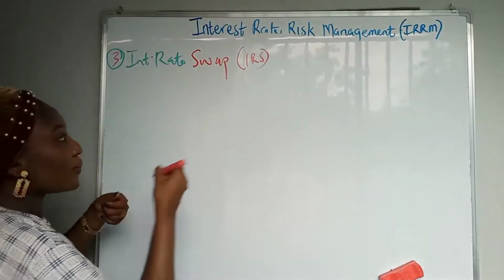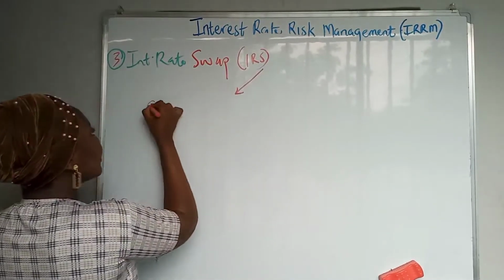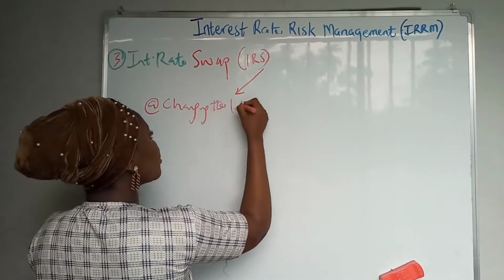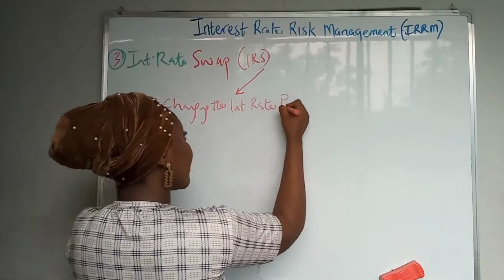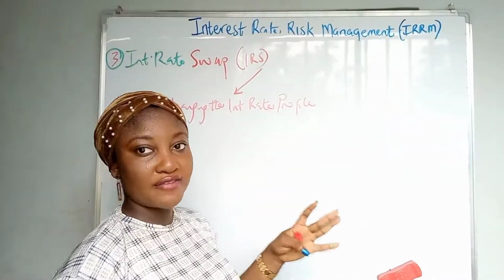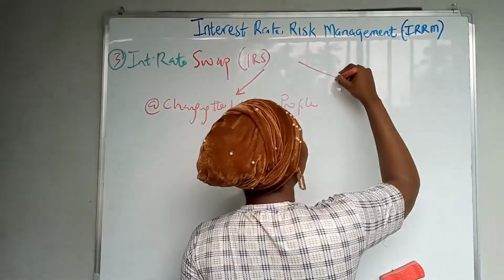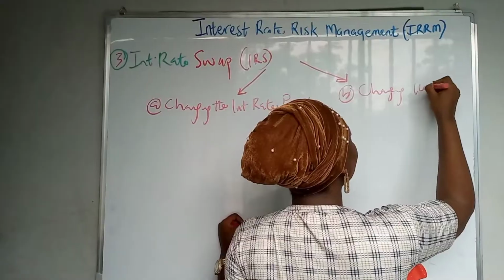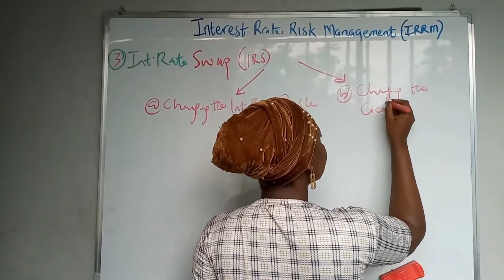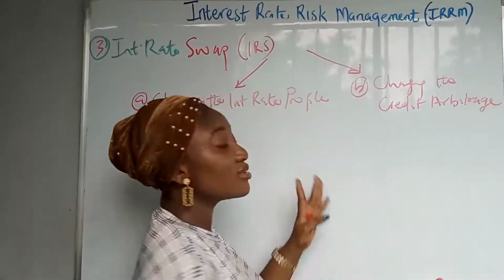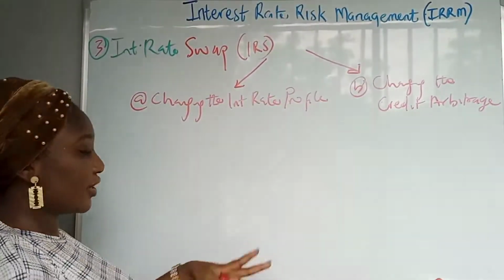This interest rate swap can be actualized by A, changing the interest rate profile. The interest rate profile has to do with the type of interest rate you have. Is it fixed or flexible? And this other part, B, has to do with changing the credit arbitrage. Okay, so I'll explain the two sub methods and we'll solve examples on it.